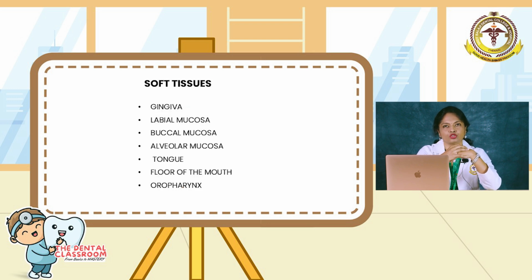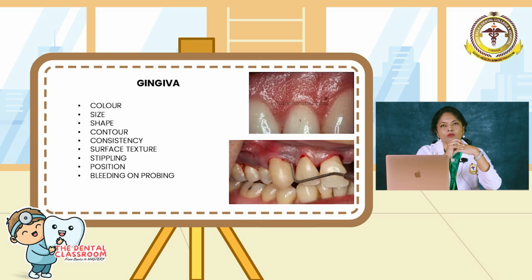Moving on to soft tissues. Under soft tissue, we will look for gingiva, labial mucosa, buccal mucosa, alveolar mucosa, your tongue, floor of the mouth and oropharynx. In gingiva, we look into the color, size, shape, contour, consistency, surface texture, stippling, position, bleeding on probing. These are the things we have to look for when you are examining the gingiva thoroughly.